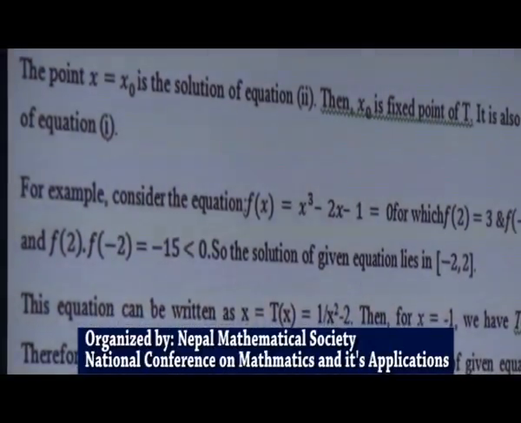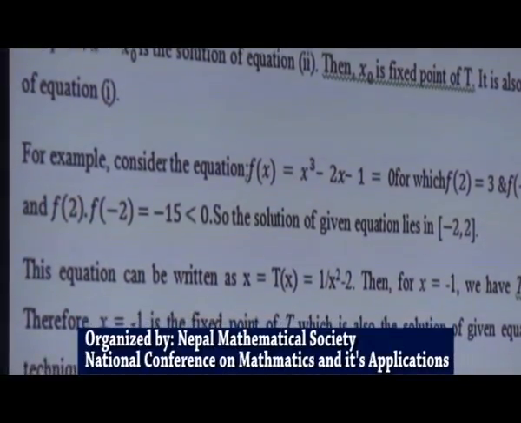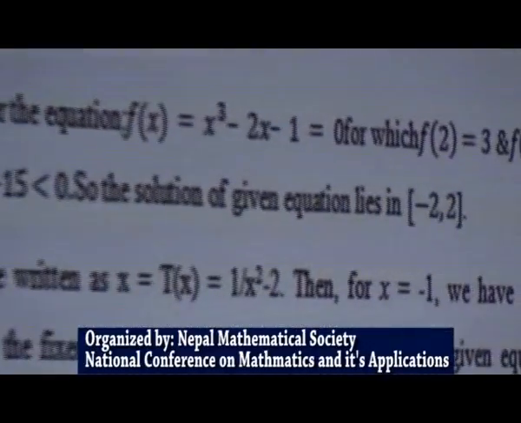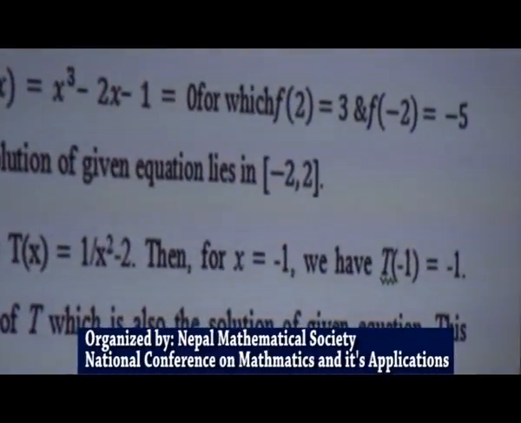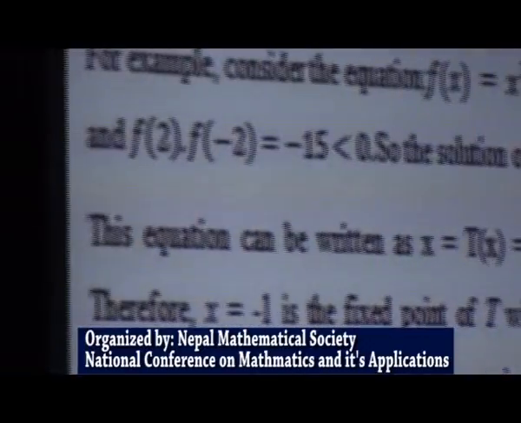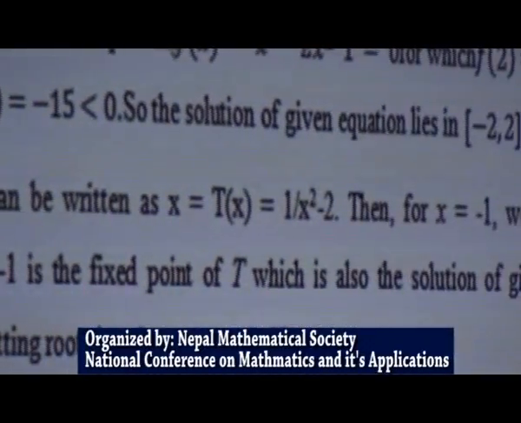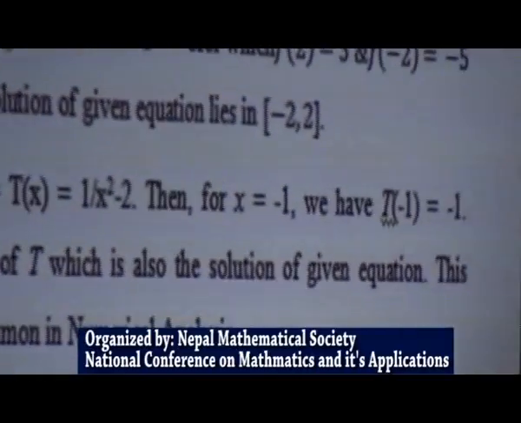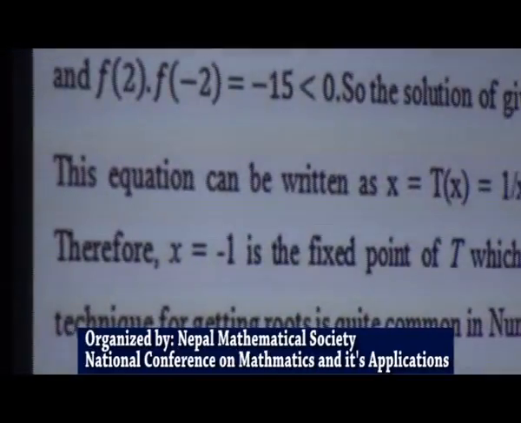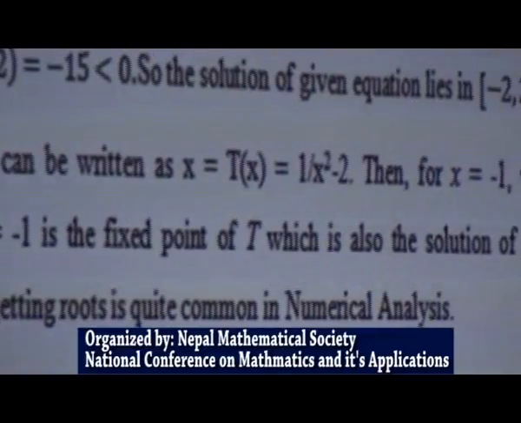And this equation can be written as x = T(x) = 1/(x² minus 2). Then for x = minus 1, we have T(minus 1) = minus 1. Therefore, x = minus 1 is the fixed point of T, which is also the solution of the given equation. And this technique for getting roots is quite common in numerical analysis.